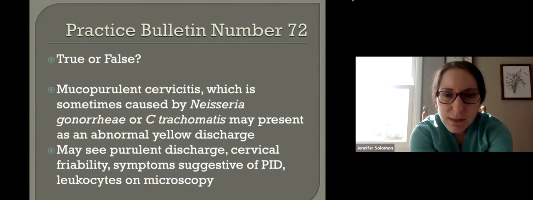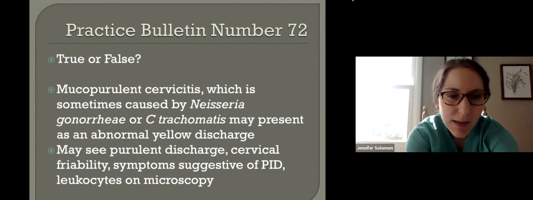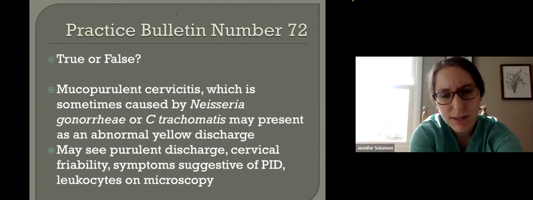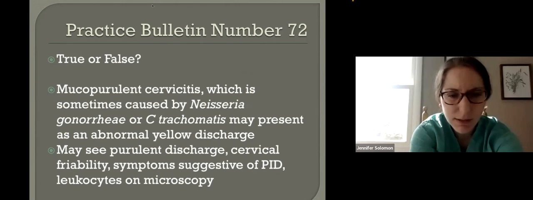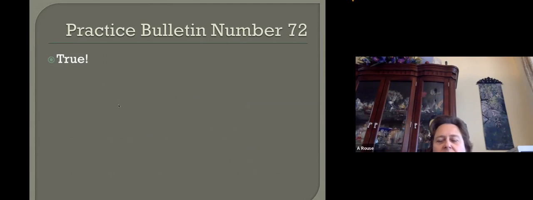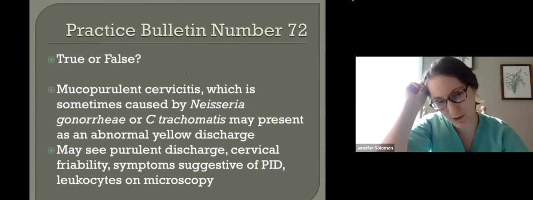Mucopurulent cervicitis, which is sometimes caused by gonorrhea or chlamydia, may present as abnormal yellow discharge. Is this like separate questions? May see purulent discharge, cervical friability, symptoms suggestive of PID, leukocytosis on microscopy. Are these two separate things? Yes. I just gave an answer because I was clicking on the chat box. Okay. Sorry, I wasn't sure I was supposed to say. Let me back up. So went separately.